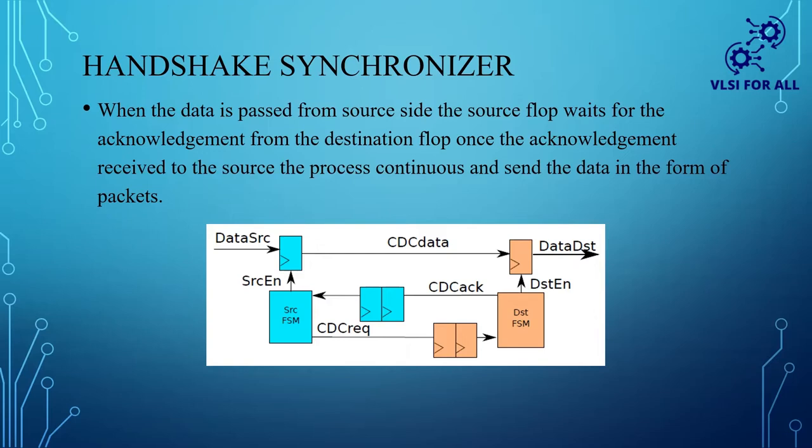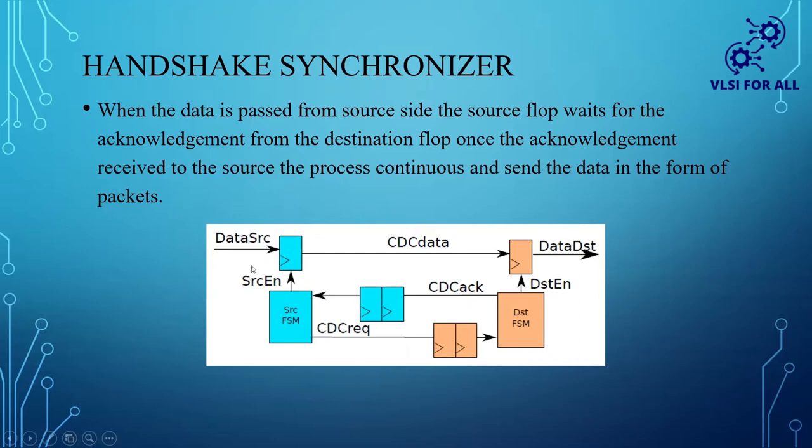So what the source flop will be waiting for is an acknowledgement from the destination side. The data is transferred from the source side, so the destination side has also received the data. How does this flop know whether the destination flop has received it or not? It will raise a request to the destination flop: have you received the data or not? The destination flop sends an acknowledgement to the source side that yes, I have received the data.